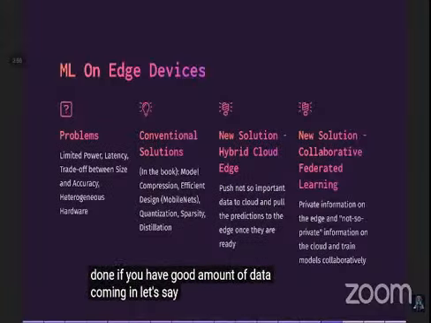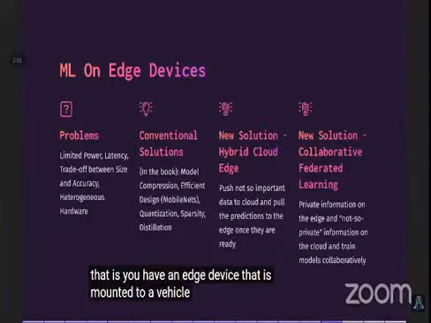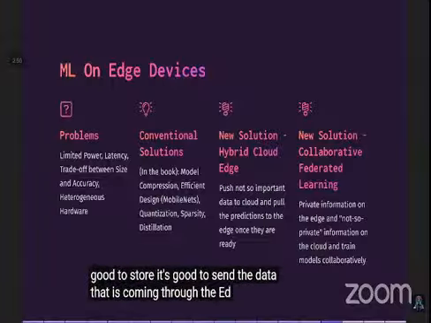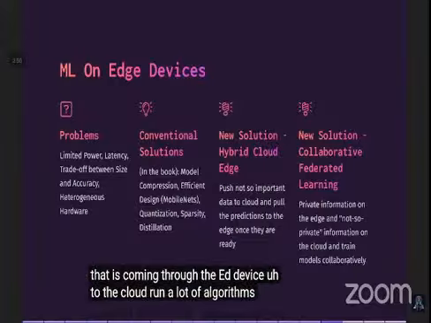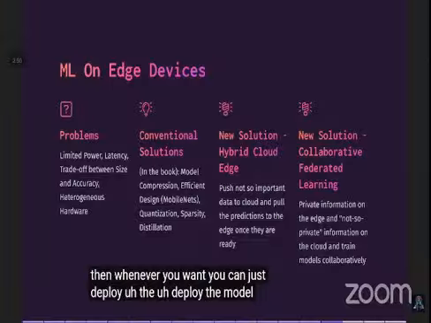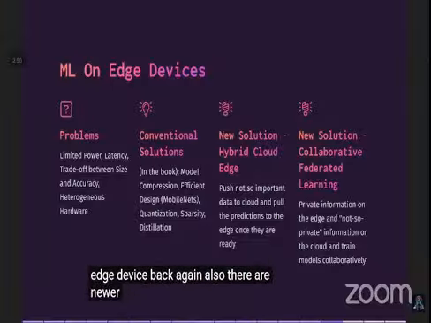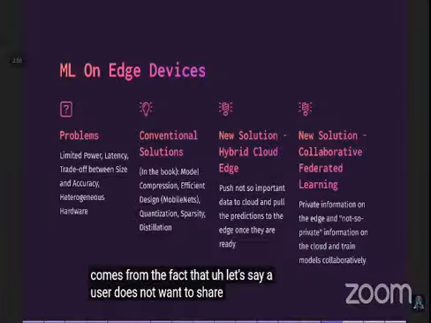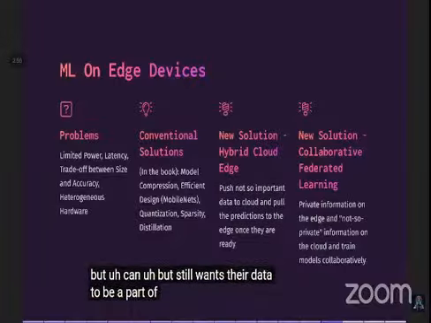Let's say you have an edge device that is mounted to a vehicle, and you want to train a machine learning model on this incoming data, but you don't necessarily have to serve the predictions as they come. So it's good to send the data coming to the edge device to the cloud, run a lot of algorithms, and then whenever you want, you can deploy the model and serve the predictions through the edge device again. Also, there are other newer solutions such as collaborative federated learning. The main idea of federated learning comes from the fact that a user does not want to share their data, but still wants their data to be a part of the training process of the machine learning model. So there's a big concern of privacy here.